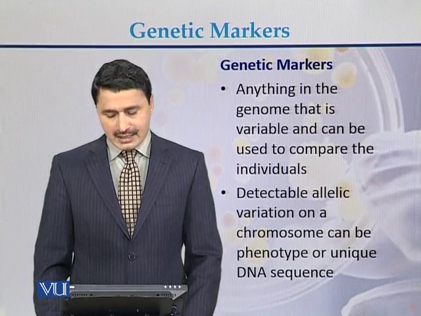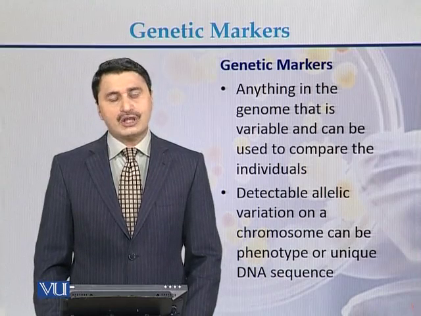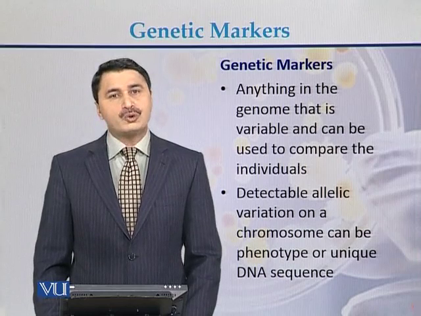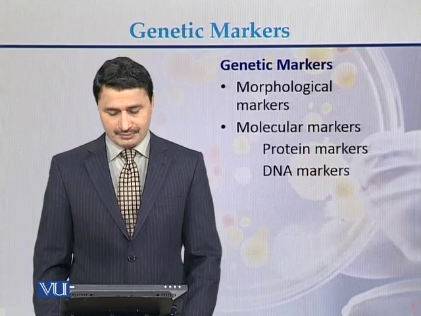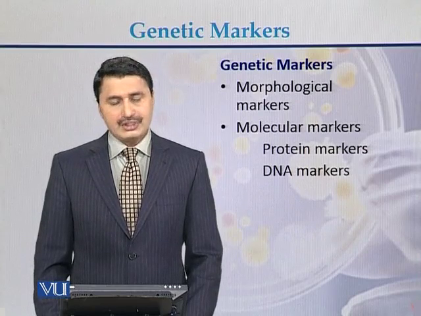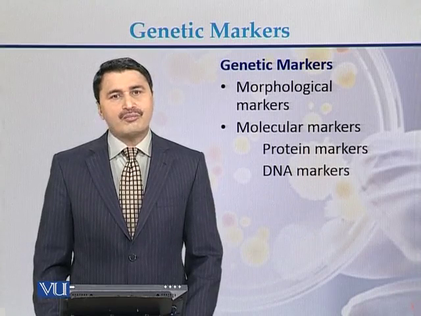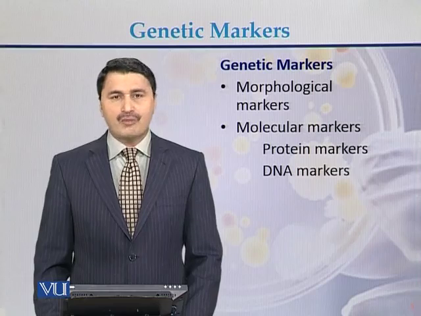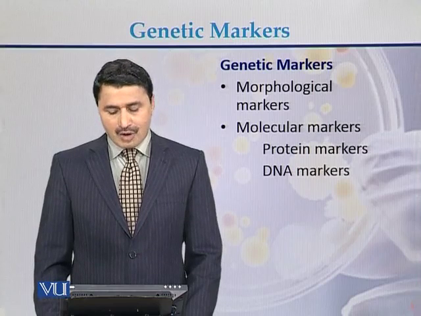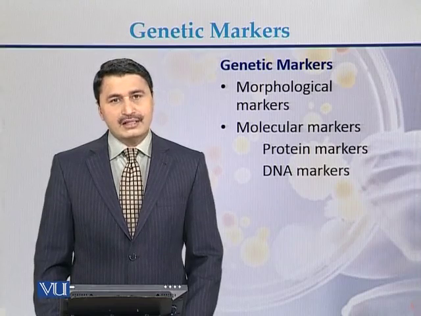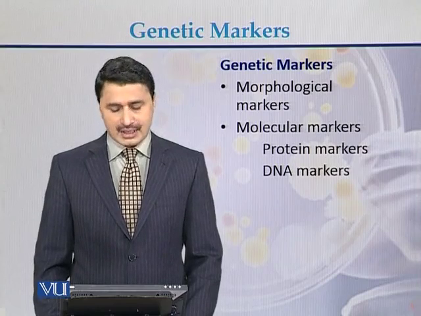So the detectable allelic variation on the chromosome can be a phenotype or it can be a unique DNA sequence. Genetic markers are of two types. They can be in the form of morphological markers and they can be in the form of molecular markers. Molecular markers are of two types. They can be protein markers and they can be DNA markers.